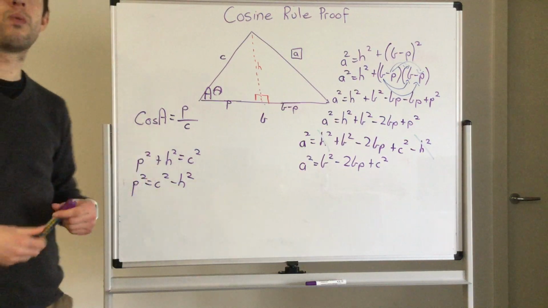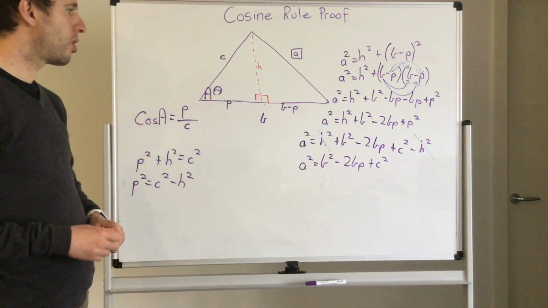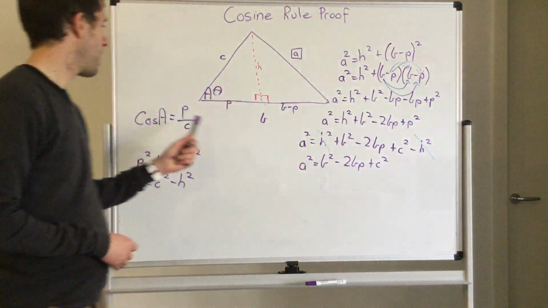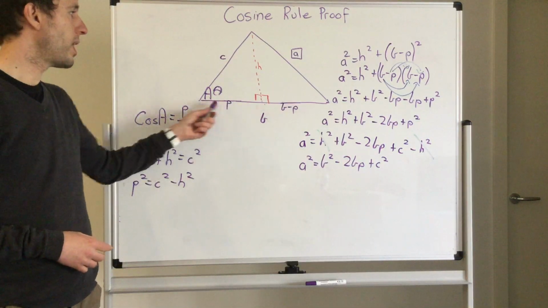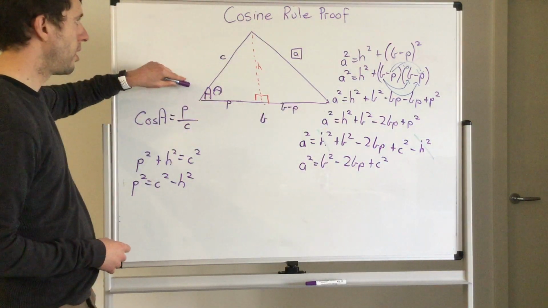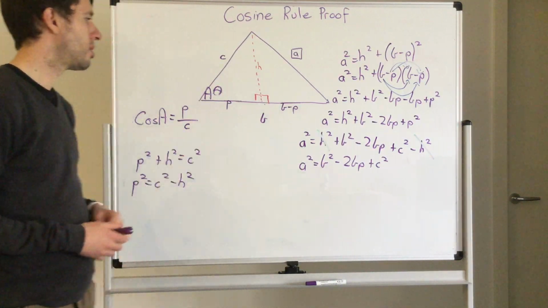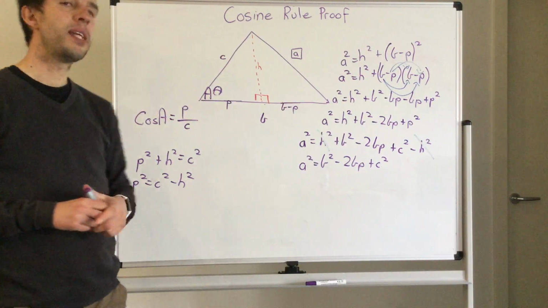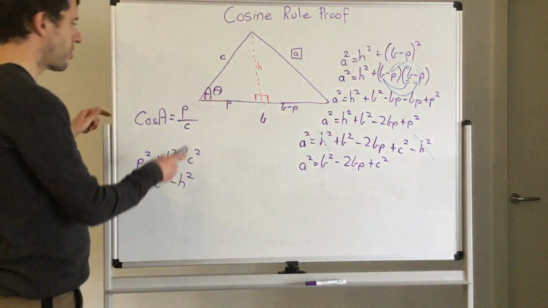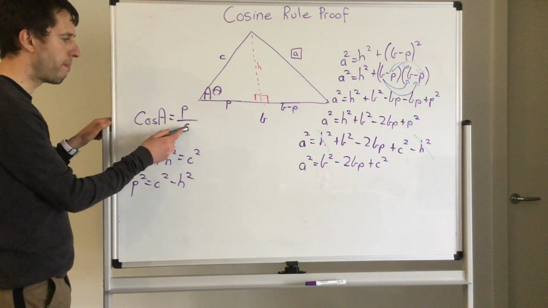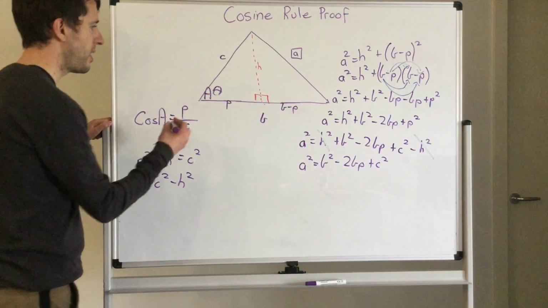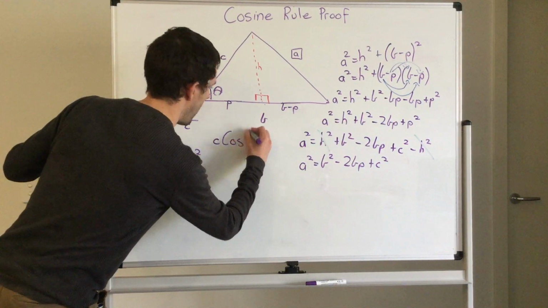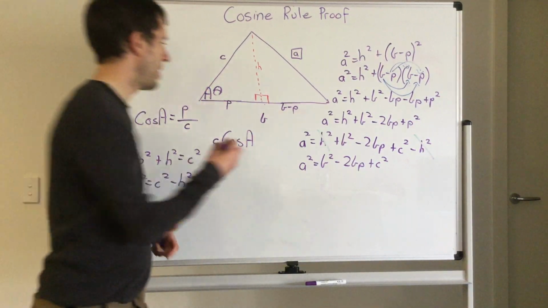Now this is the reason why we are using the cosine here. Because the only part that we don't know is P. Because we knew the B side and we knew C, and we were trying to get A. So we are going to use cosine A equals P divided by C. That means we need to get P by itself. So, how do I do that? Well, this side's dividing by C, so I'm going to times both sides by C. And that equals C cos A equals P.